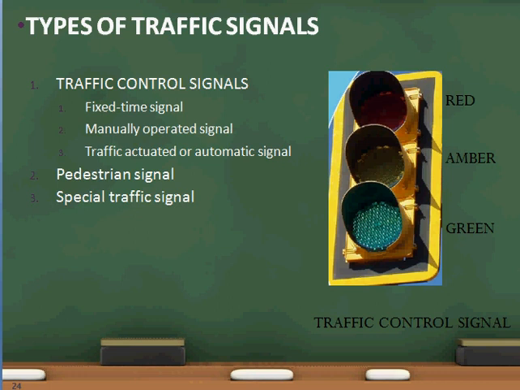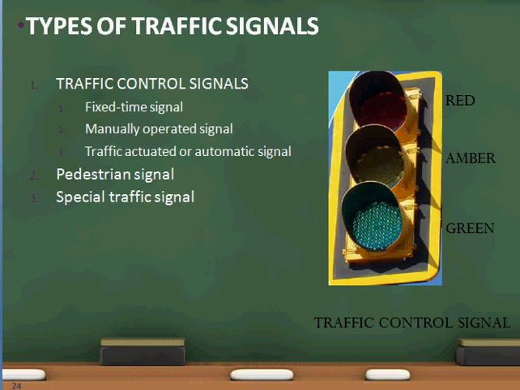Next is manually operated signals. It is not usually used nowadays. Here a police constable or police officer will be standing at the intersection, and he will manually vary the signal, whether it has to be shown green, etc. It will be manually operated instead of a fixed time signal. Here we are manually changing the signals.